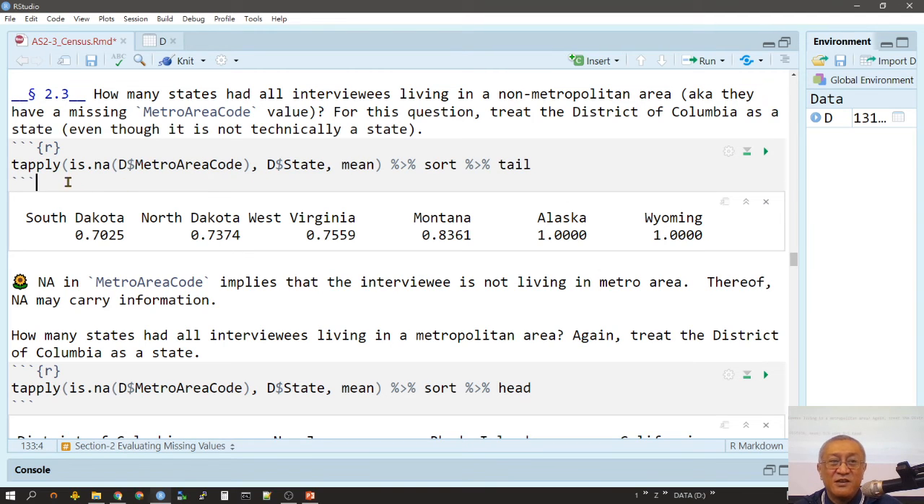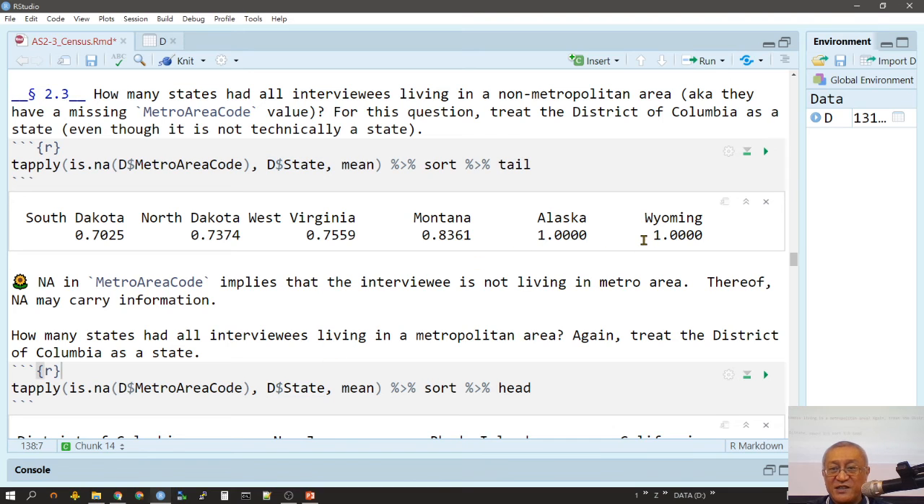So this is the way to do it. I want to count. I use is.na on metro area code, and I take the mean. In this way, I count the ratio of interviewees not living in the metro area, by state. Let me say it again. In this expression, I draw out the NA status and I take a mean. So this is basically the ratio of the interviewees not living in the metro area, and I want to calculate this ratio by state.